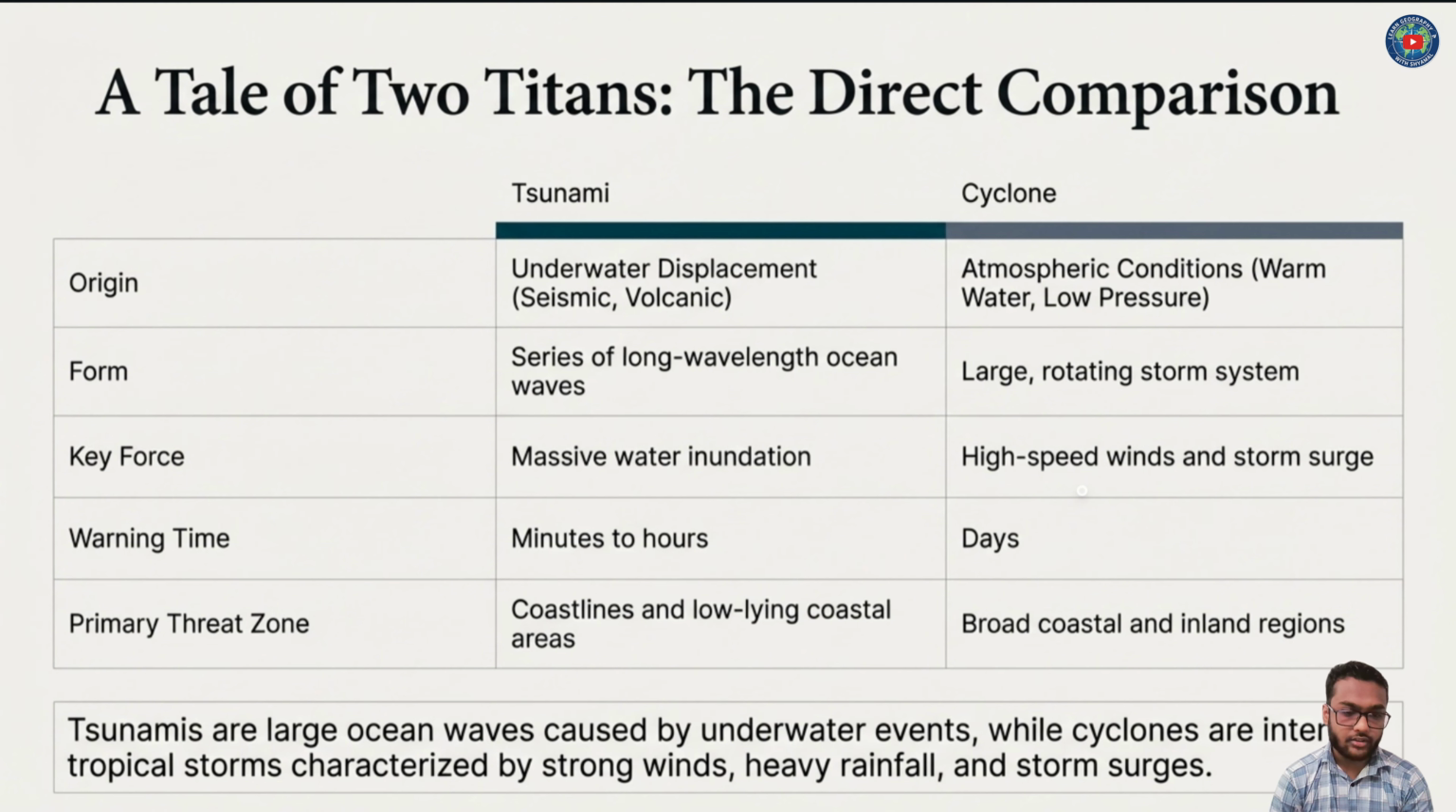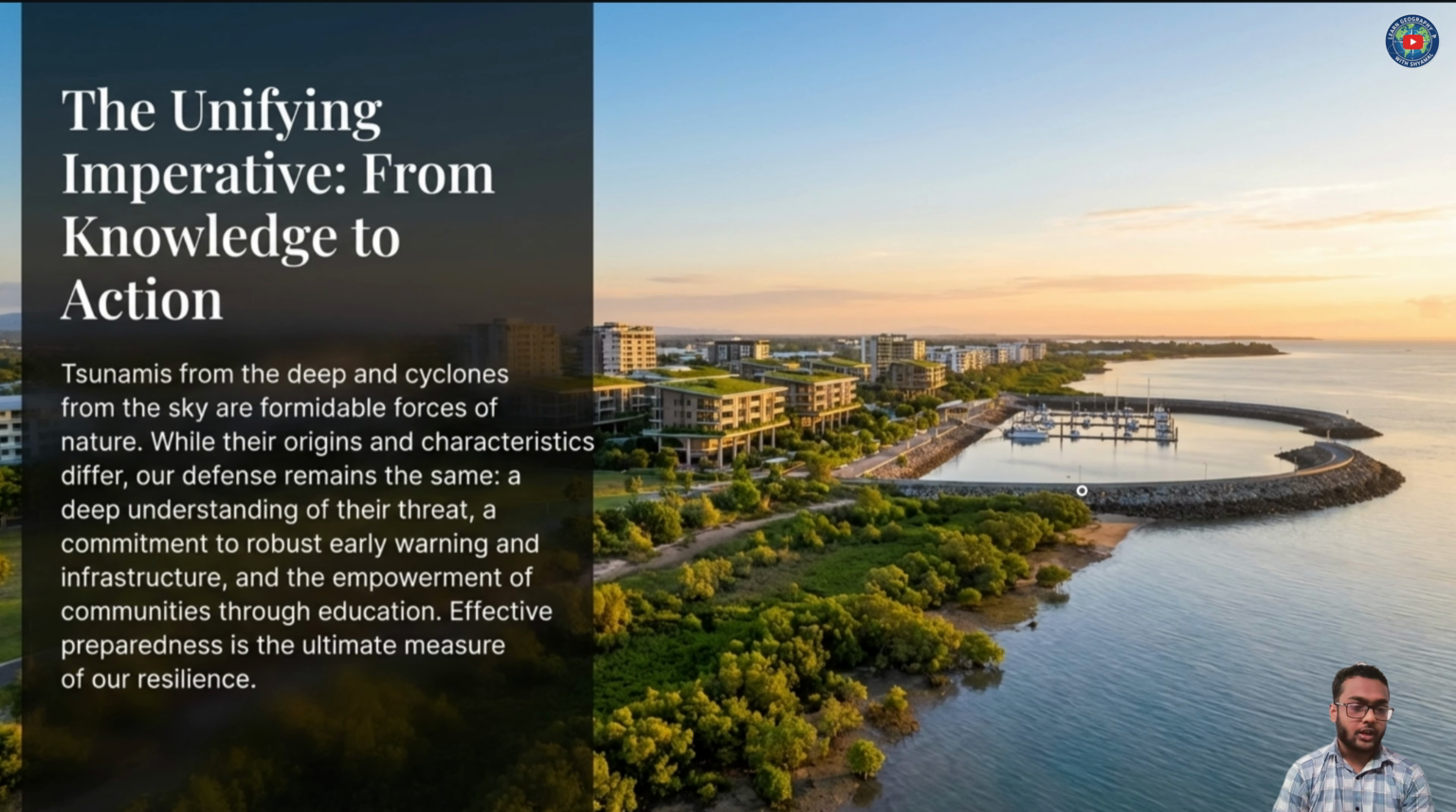Tsunamis are large ocean waves caused by underwater events, while cyclones are intense tropical storms characterized by strong winds, heavy rainfall, and storm surges. Tsunamis from the deep and cyclones from the skies are formidable forces of nature. While their origins and characteristics differ, our defense remains the same: a deep understanding of their threat, a commitment to robust early warning and infrastructure, and the empowerment of communities through education. Effective preparedness is the ultimate measure of our resilience.